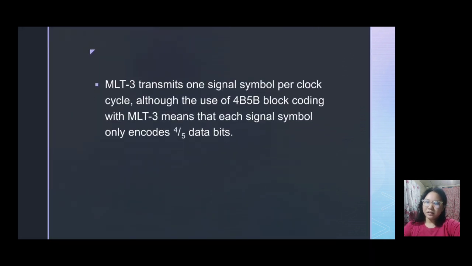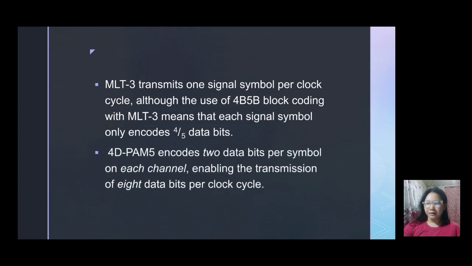MLT3 transmits one signal symbol per clock cycle, although the use of 4B5B block coding with MLT3 means that each signal symbol only includes 4/5 of the data bits. 4D-PAM5 encodes 2 data bits per symbol on each channel, enabling the transmission of 8 data bits per clock cycle.